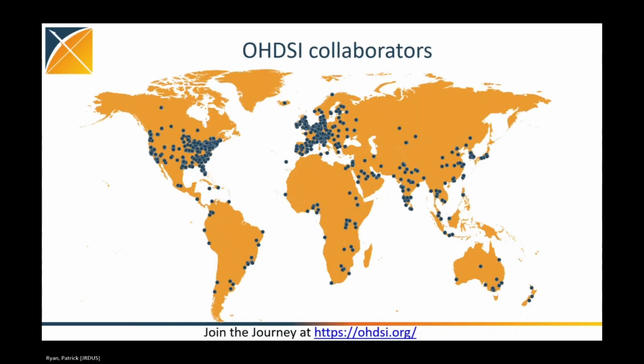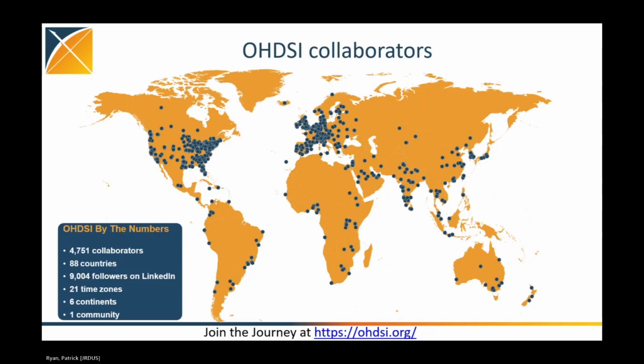So OHDSI is an international community. We've actually grown quite large. We now have over 4,700 collaborators in 88 countries. What does it mean to be an OHDSI collaborator? It means you went to the website ohdsi.org and you just signed up by saying, hey, I'd like to be a collaborator. It is totally free to be an OHDSI collaborator. Hopefully some of you already have signed up, which just means you put your email in. But it provides you the opportunity to collaborate with all of these other researchers around the world.